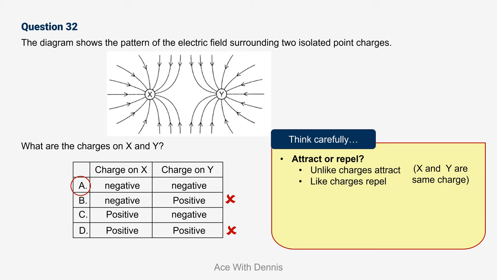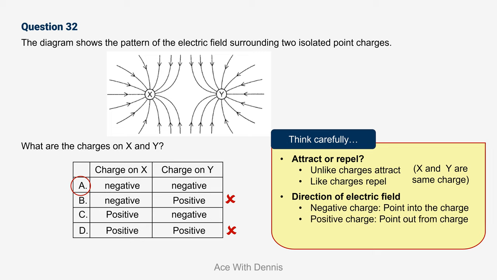The next point we need to think about is the direction of the electric field. For a negative charge, the direction of the electric field will point into the charge. For a positive charge, it will point out from the charge. Based on the diagram, all the electric fields are pointing towards the charges. Hence, the charges on both X and Y are negative. Therefore, the answer is A.